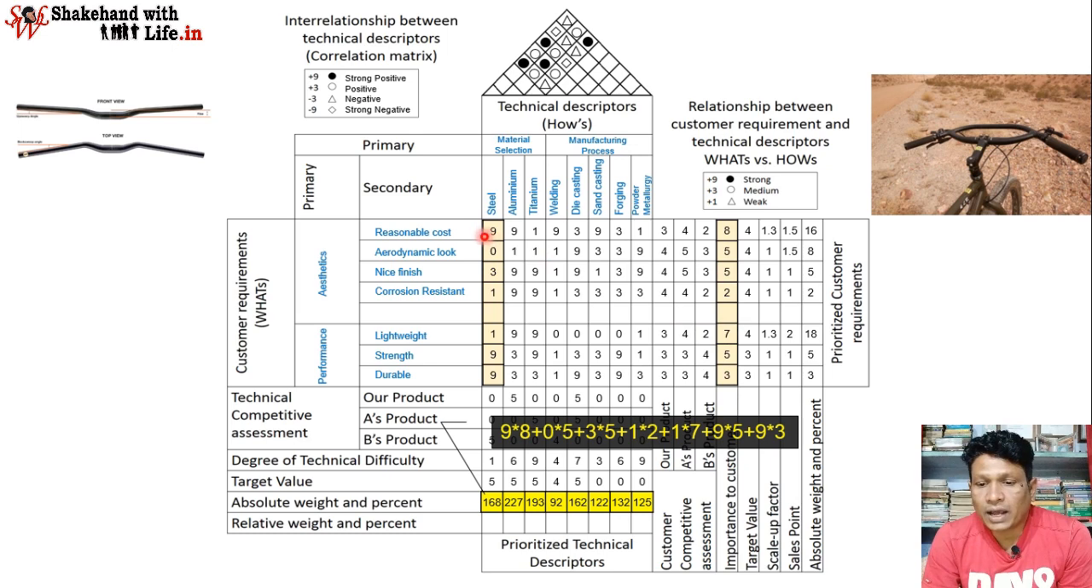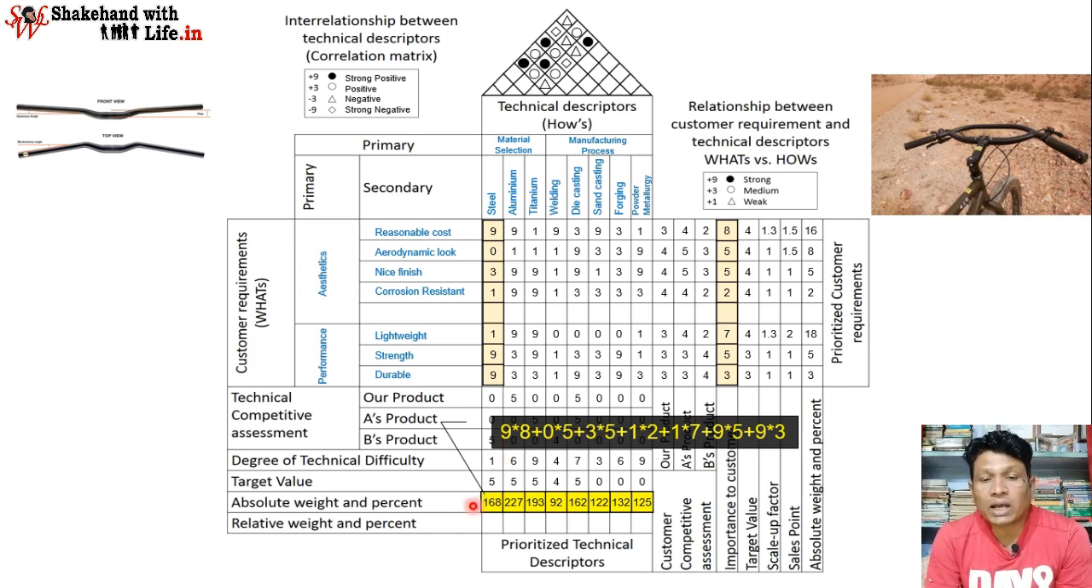So we multiply the corresponding values. 9 into 8, 72; 0 into 5, 0; 3 into 5, 15; 1 into 2, 2; 1 into 7, 7; 9 into 5, 45; 9 into 3, 27. Okay, and then we get the summation of all these multiplications. When we add all these multiplications, we get 168 for steel.